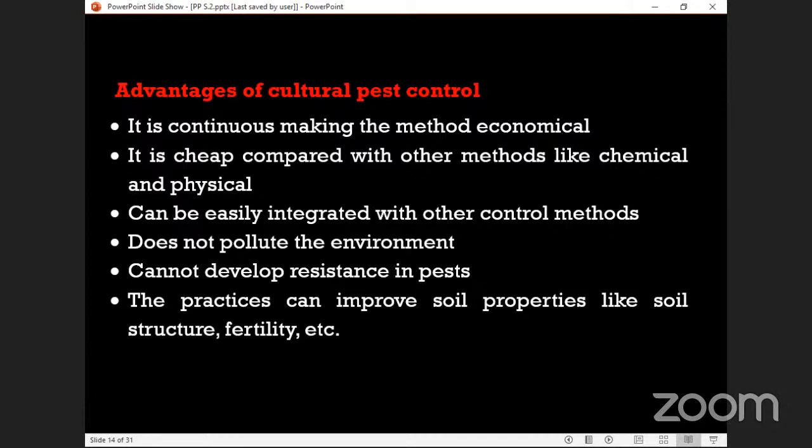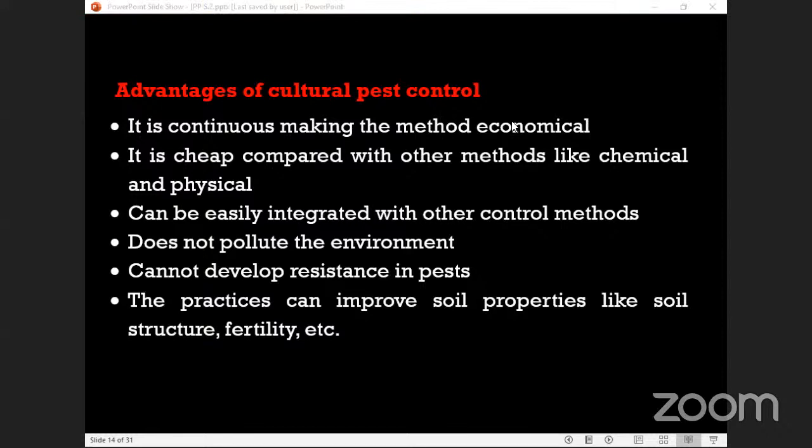Okay, good. Does not pollute the environment, because there's no way you can put toxifying chemicals into the soil. You are using the very things which are common, which decompose, like the grass. You don't use polythene. The other point says, does not develop resistance in pests. There is no way a pest can be resistant to such methods.